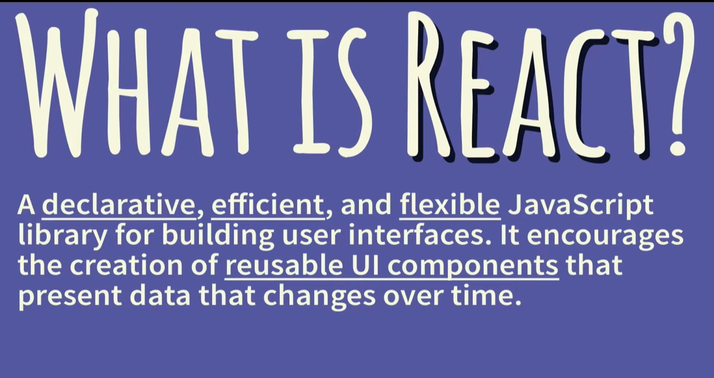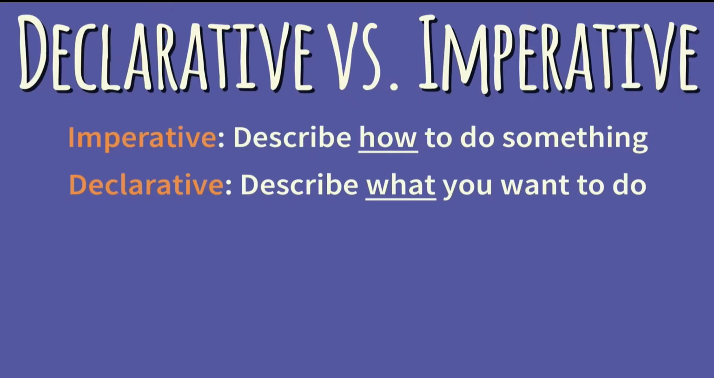It's declarative, it's efficient, it's flexible. They're reusable UI components. Declarative, I'm lost already. What? What do we mean? We're talking about declarative versus imperative. Now, those are two different types of sentence, right? It's also two different ways of writing code. Declarative: say what you want to happen. Imperative: describe how to do that thing.